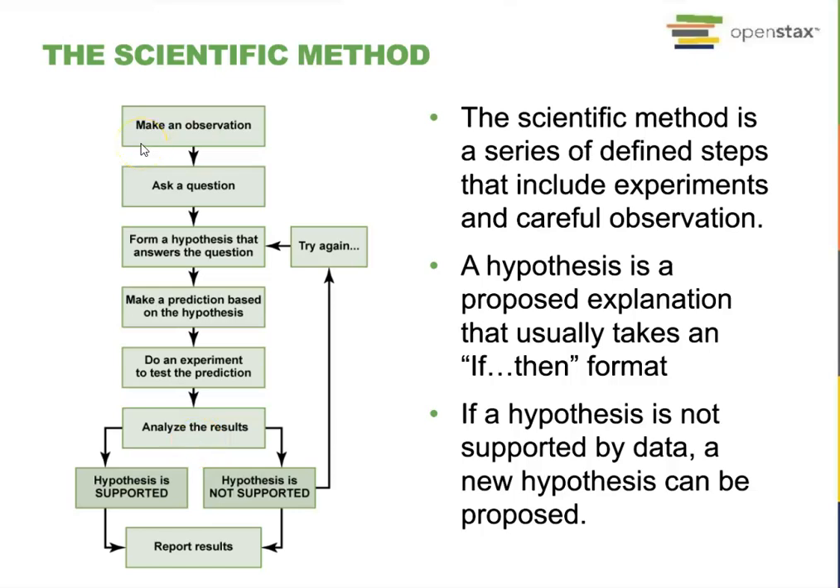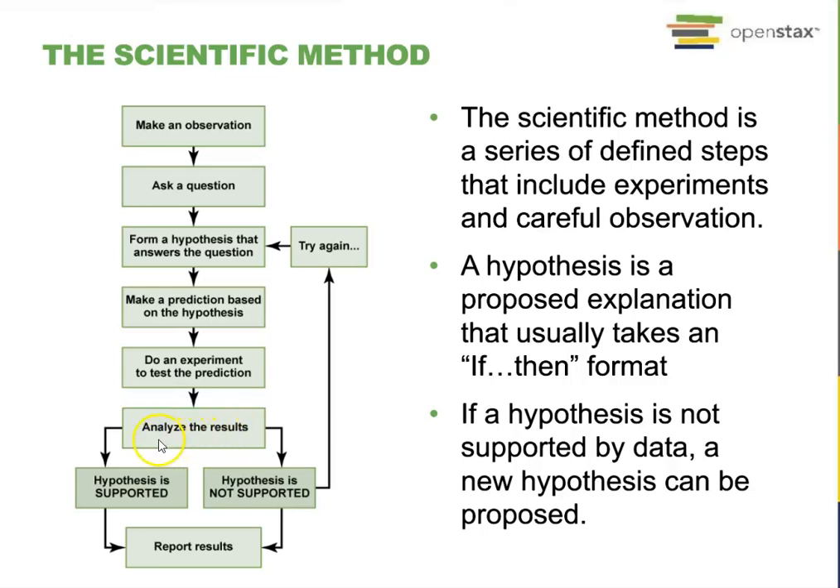First, we make an observation to find a question to ask. Based on the question, we generate an educated guess, which is called a hypothesis. That hypothesis should answer the question. To test the hypothesis, we make a prediction and design an experiment. Using the experiment and the data collected from the experiment, we will generate results and the conclusion.